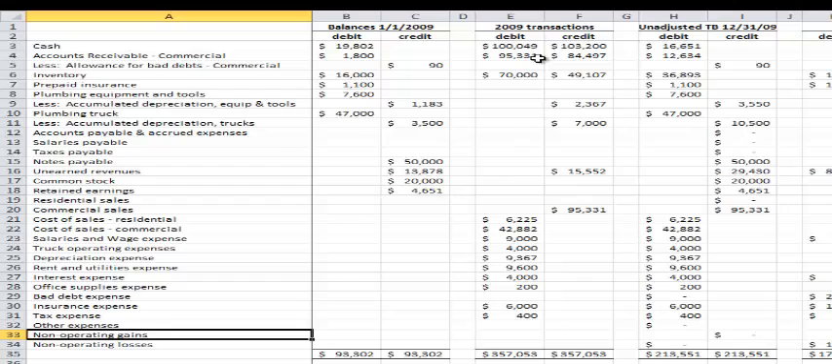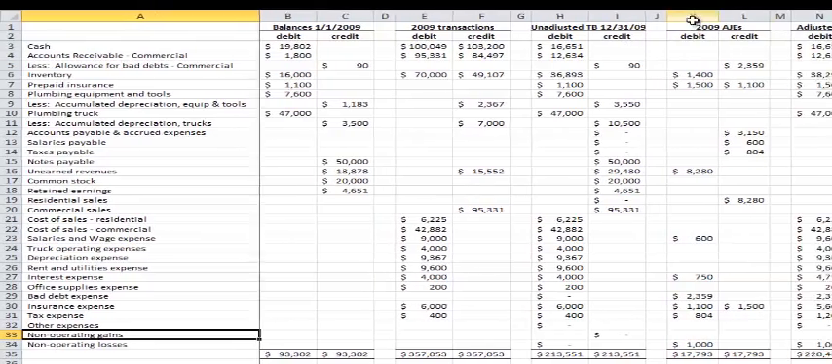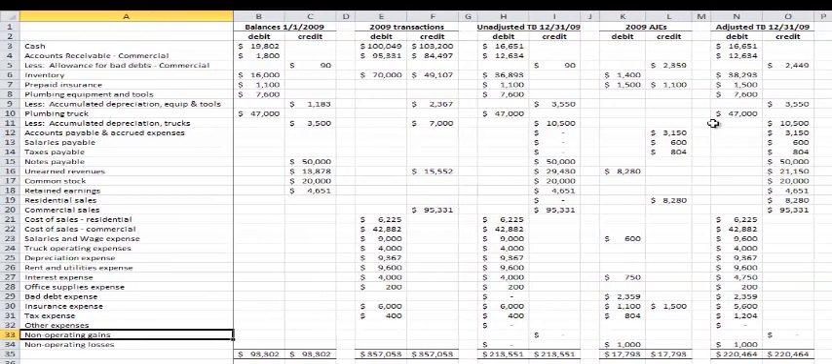And here are all the activities, all the transactions in 2009 recorded, and we see revenue and expenses. And we get an unadjusted trial balance. What was that? That was the opening plus the activity. So this is before the adjusting entries. Then we move over here, and now we have the adjusting entries.